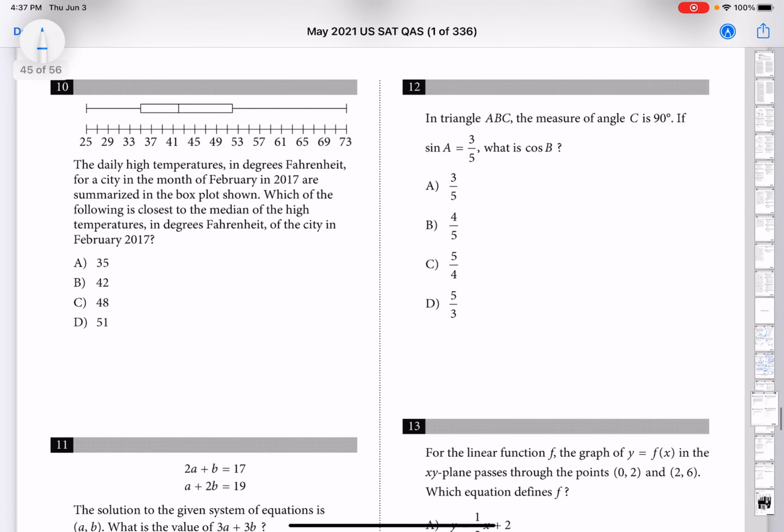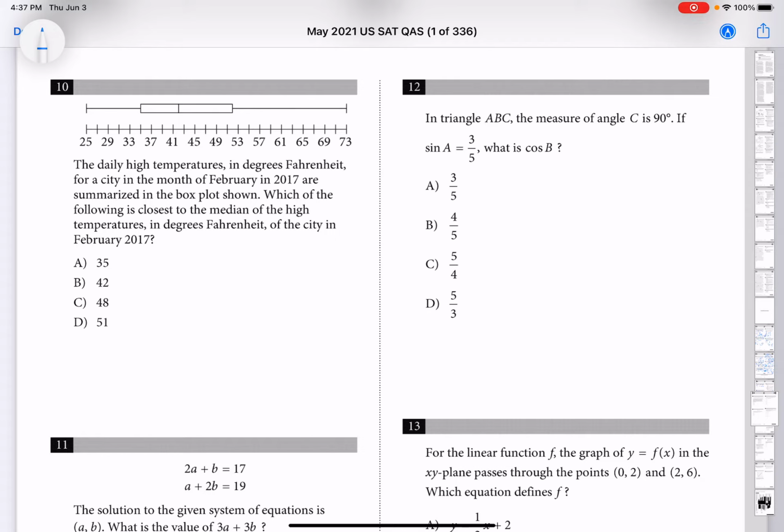Okay, moving on to number 10. It says the daily high temperatures in degrees Fahrenheit for a city in the month of February in 2017 are summarized in the box plot shown. Which of the following is closest to the median of the high temperatures in degrees Fahrenheit?